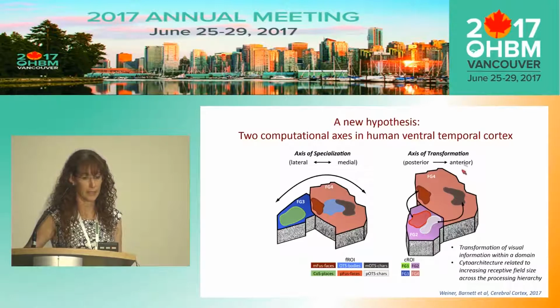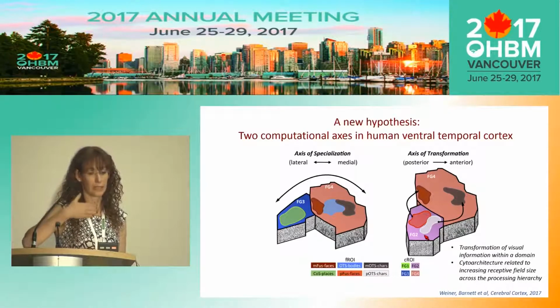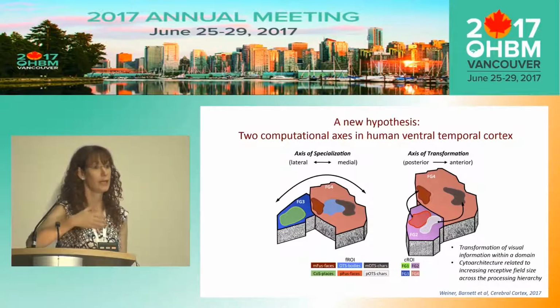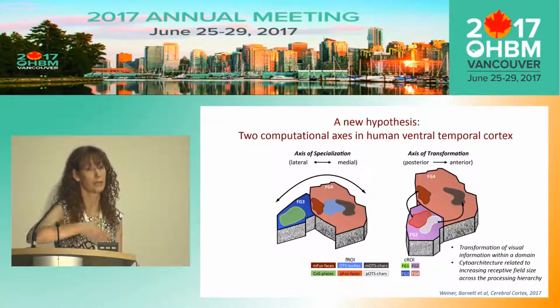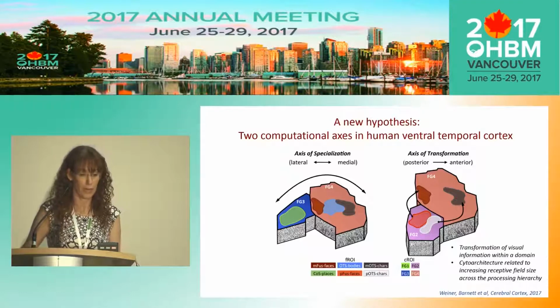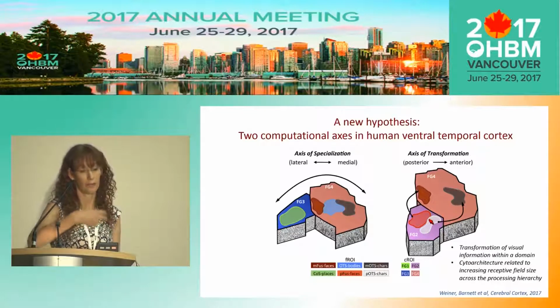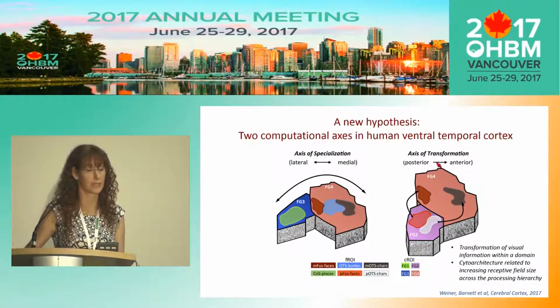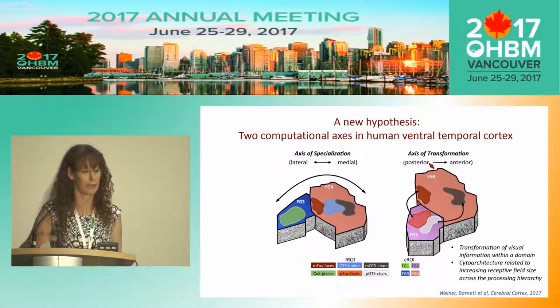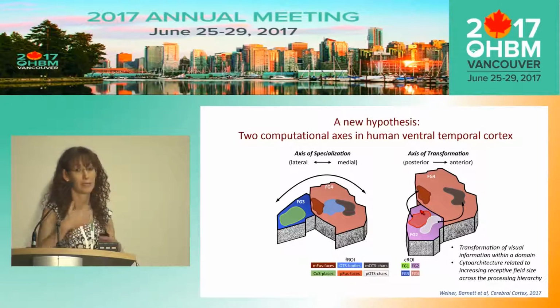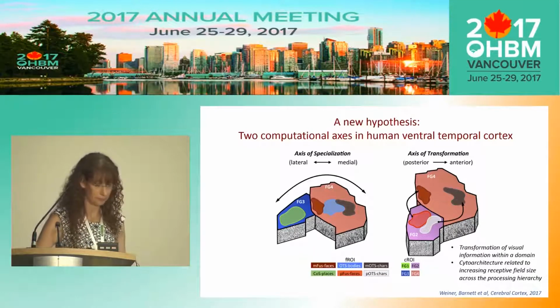The second axis is the anterior-posterior axis, and we would like to call it the axis of transformation. One thing that we know about the ventral stream is that the hierarchy proceeds from back to front, and a feature of hierarchical processing is increased size of receptive fields. So we hypothesize that within a cytoarchitectonic region, there might be cells of similar receptive fields, and as you move to the next cytoarchitectonic area, maybe the receptive fields expand, and this could even lead to having regions of the same domain, but in different cytoarchitectonic areas because they might have different receptive field sizes.